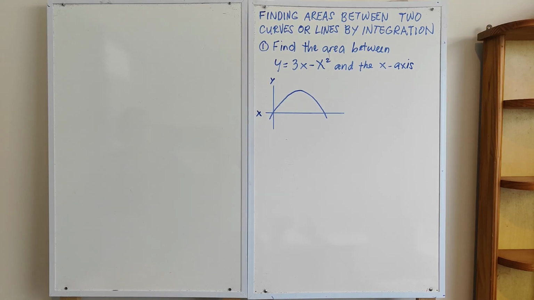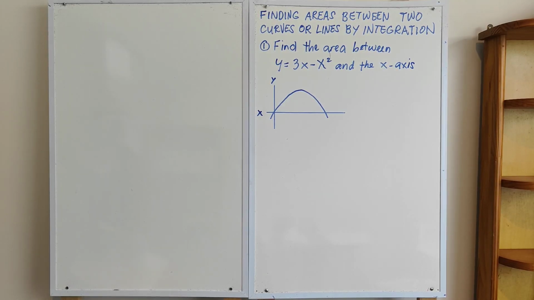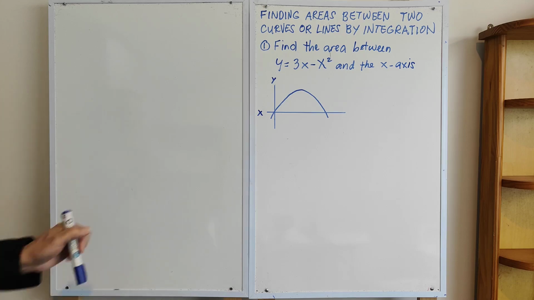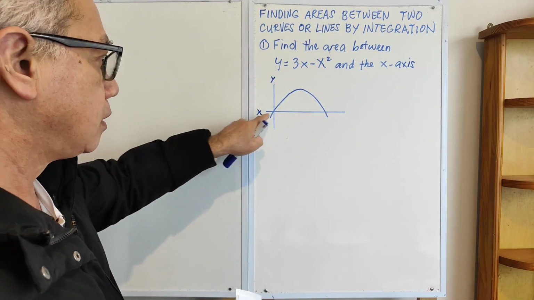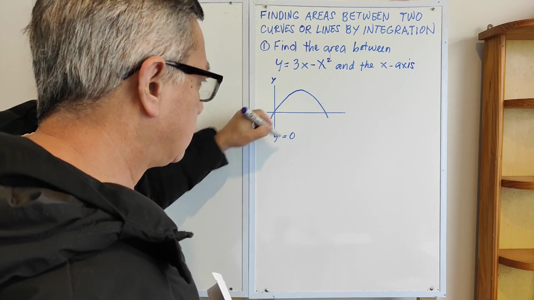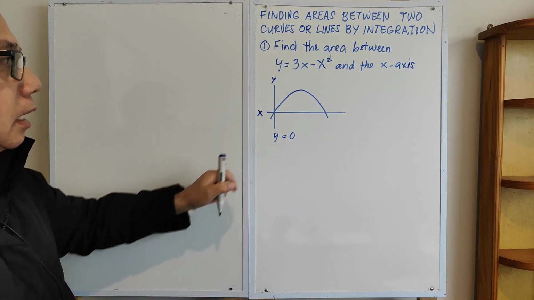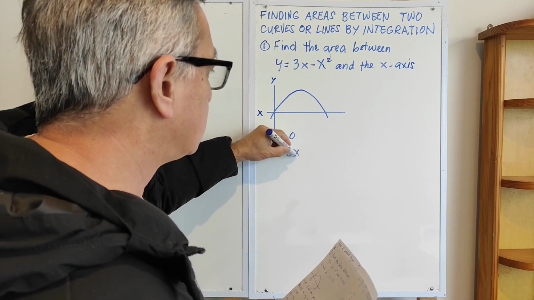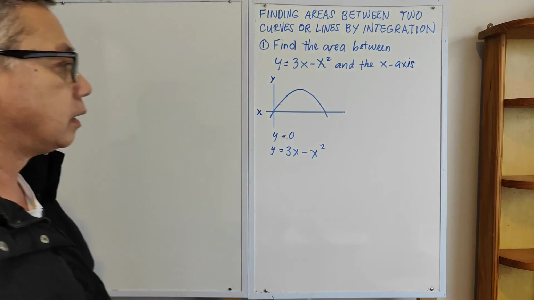Today we will be discussing examples of finding areas between two curves or lines by integration. So example number 1: find the area between y is equal to 3x minus x squared and the x-axis. The equation of the x-axis will be y is equal to 0. That's the equation of the x-axis. And the other curve is y is equal to 3x minus x squared.